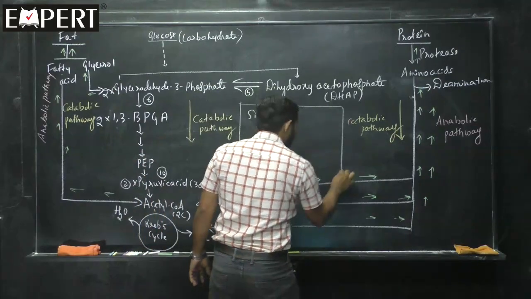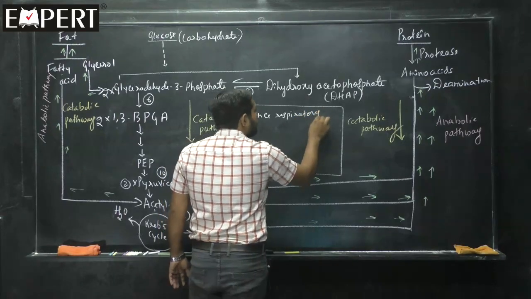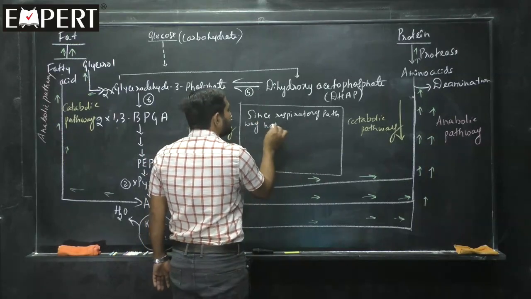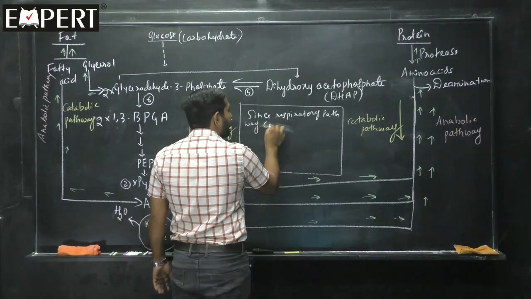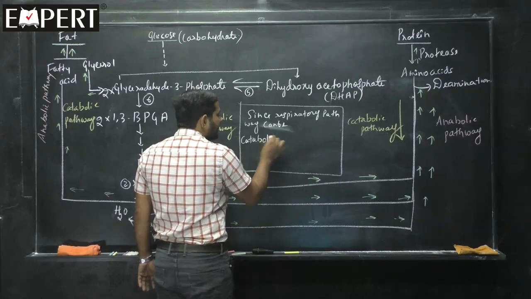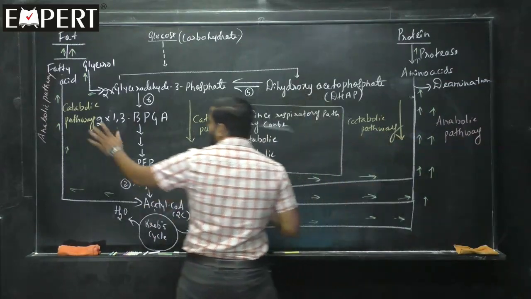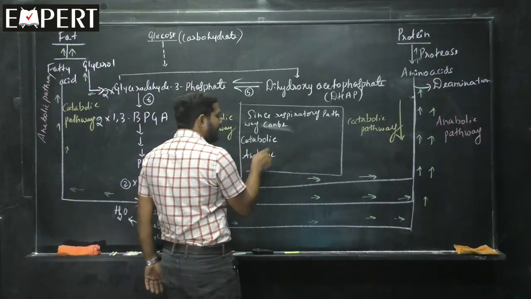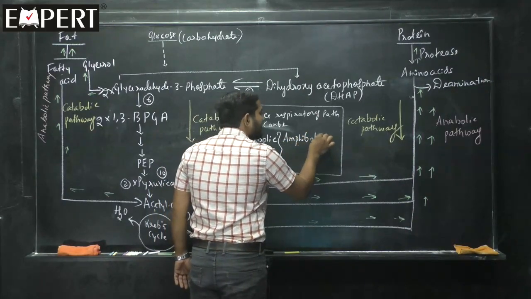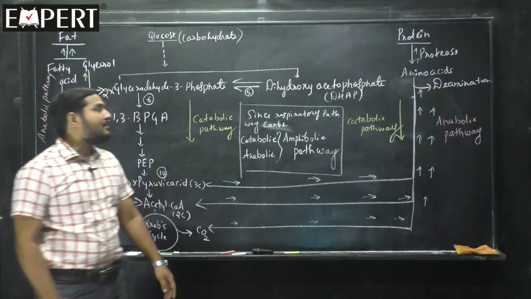writing here, since the respiratory pathway has, or can be, a better word, can be catabolic, anabolic, because both are possible. See, catabolic, anabolic, catabolic, anabolic. So it is better to call it what? Amphibolic pathway. I am using the word pathway, remember, amphibolic pathway.